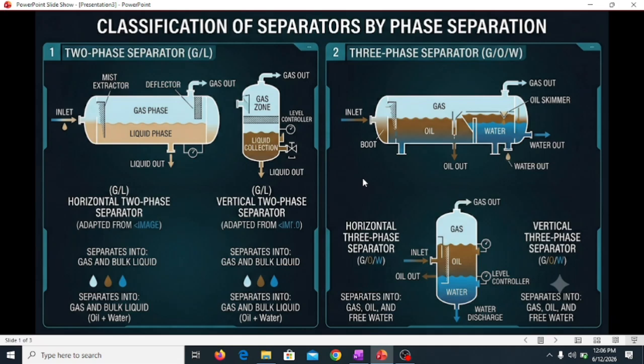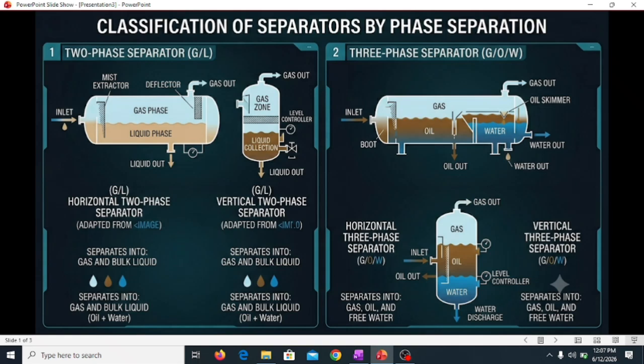Remember in my previous video I treated the classification of separators by orientation, which is vertical and horizontal, but today I will be treating the classification of separators by phase separation. So we have the two-phase separator and the three-phase separator. If you have not watched my previous video, go and watch it so you can understand this video.